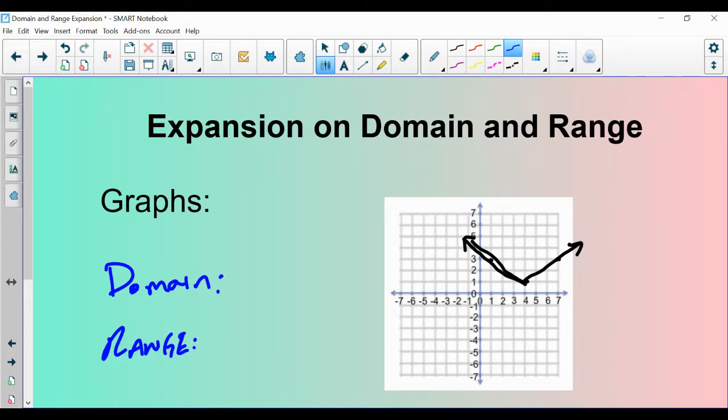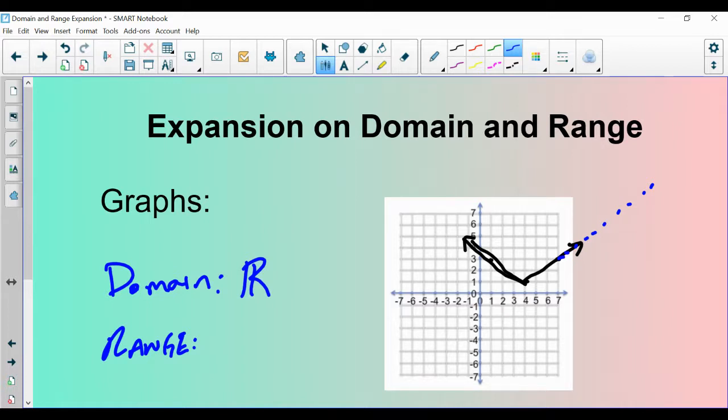Remember, domain asks what x values this graph achieves. And this graph goes forever to the left and forever to the right. It's achieving every x value to the right and every x value to the left. So the domain is still all real numbers, but the range is not all real numbers.